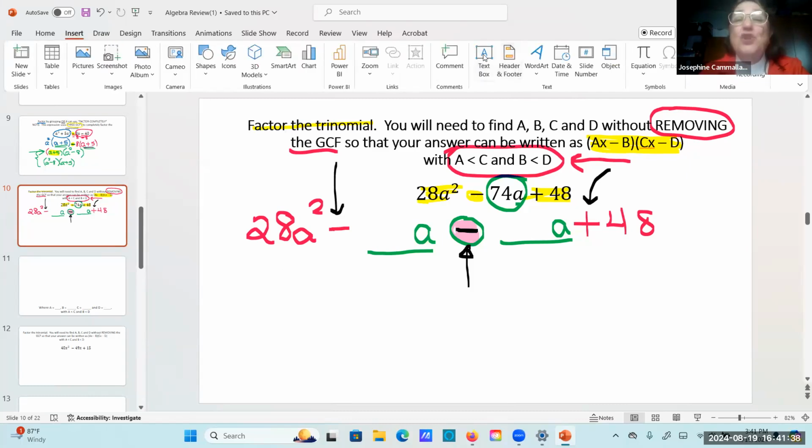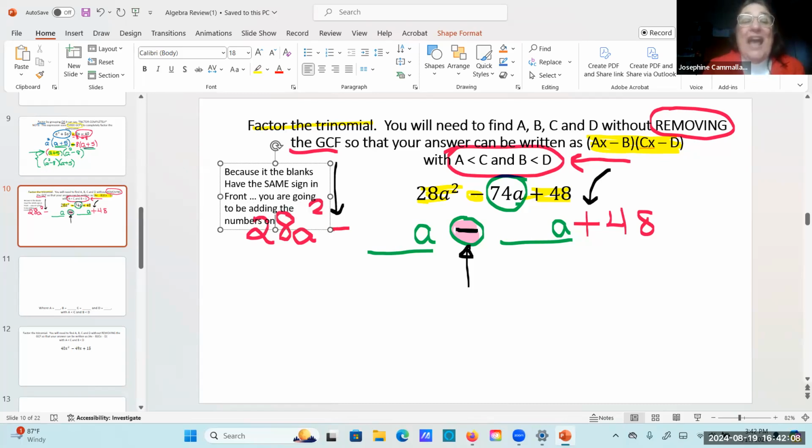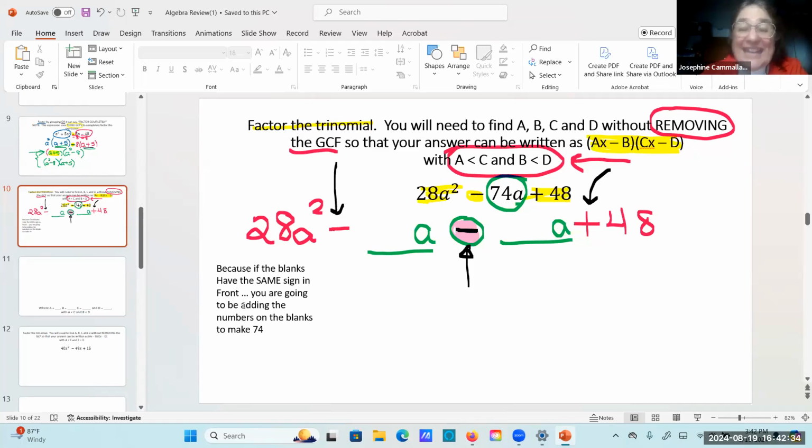Now, why is that crucial? Because if the blanks have the same sign in front of the green blanks, you are going to be adding the numbers on the blanks to make 74.